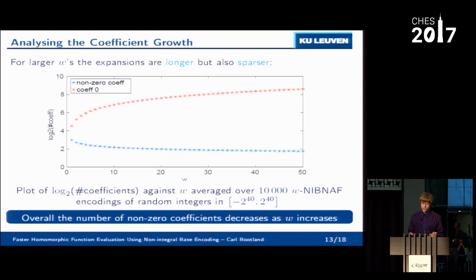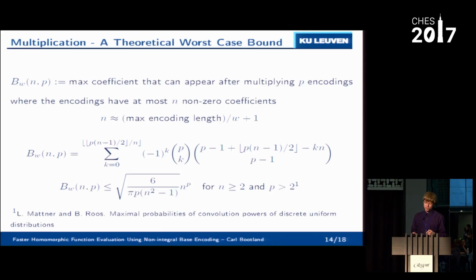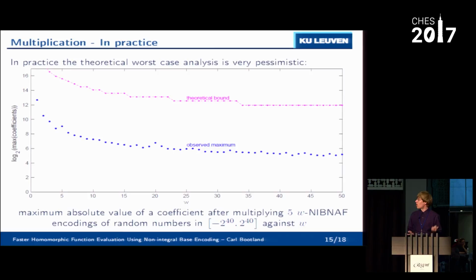Here, a quick slide on a theoretical worst-case bound. If we define B_W of N and P to be the maximum possible coefficient that appears after multiplying P encodings together, where N is the maximal number of non-zero coefficients that could appear in any encoding, then we find that this bound is given by this lovely formula here. And Matner and Rose showed that this can be bounded by this formula here. And this is essentially as tight as possible because it is asymptotically the limit.